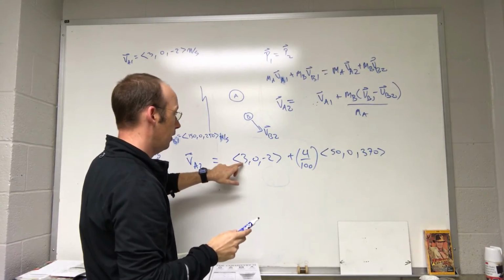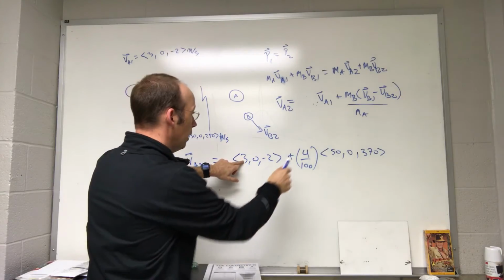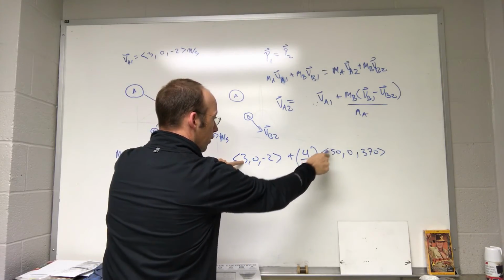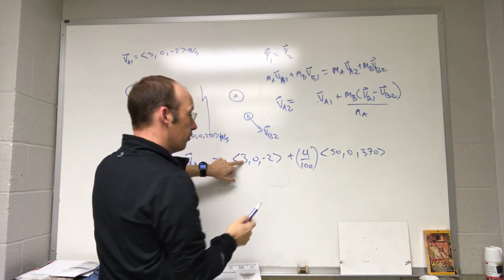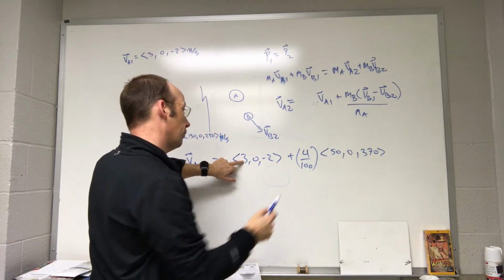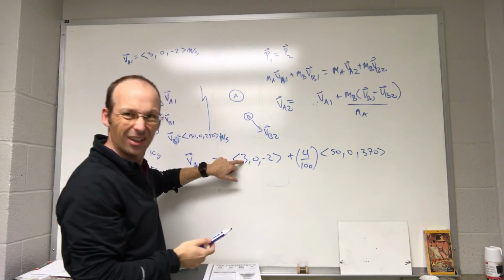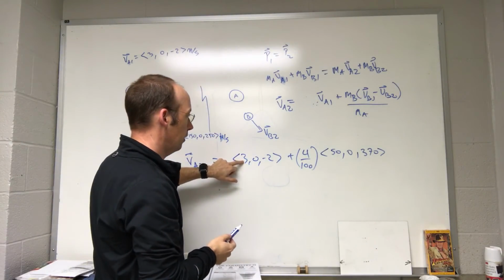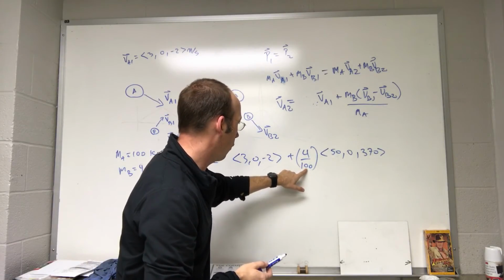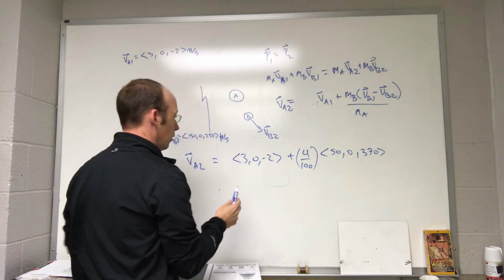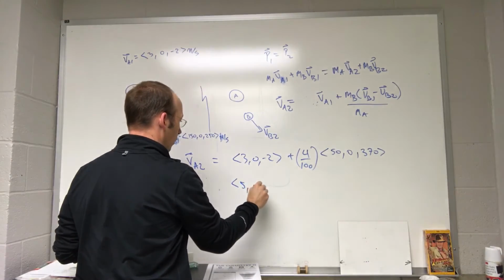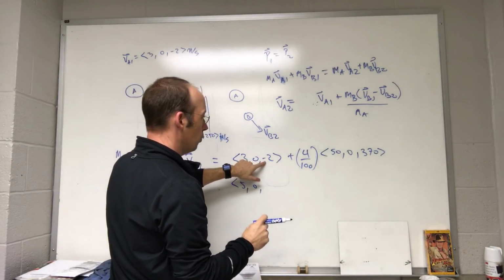Okay, so now I just need to multiply this through and get it together. So I should have done this better. So 4 times 50 over 100 is going to be, let's see, it's going to be 2. Is that right? That's 2. Did I do that right? 2, because this is 2 over 4, 4 over 2 says 2. So 3 plus 2 is going to be 5. So 5, 0.